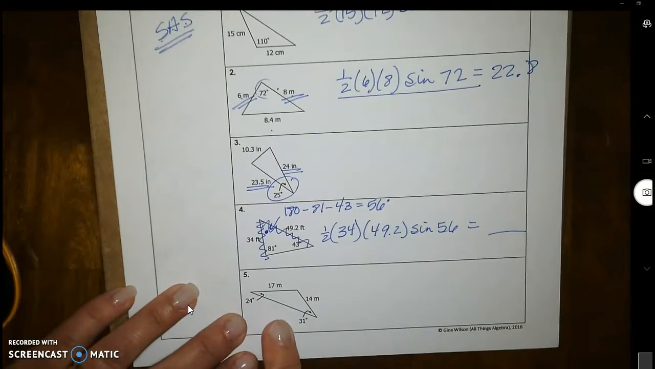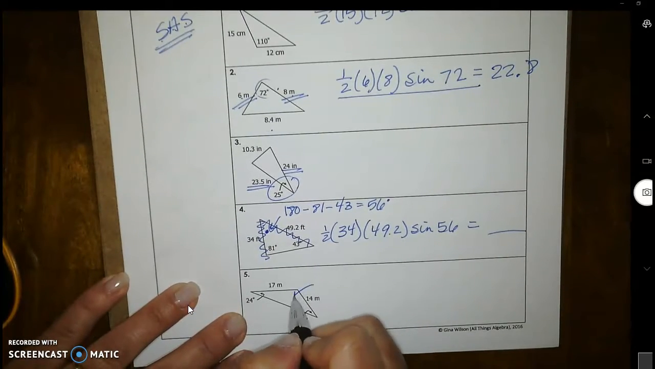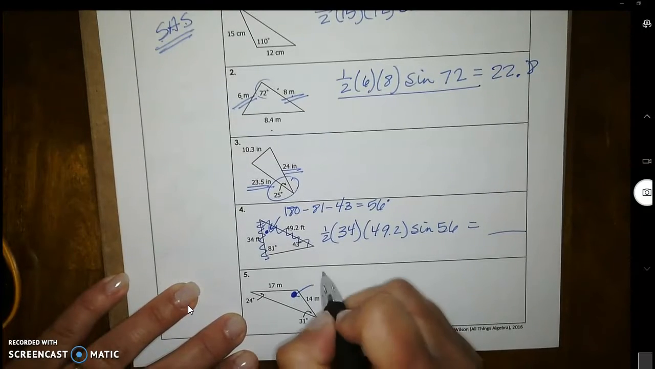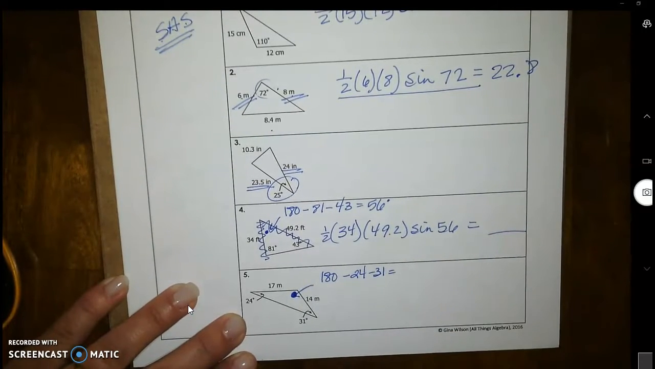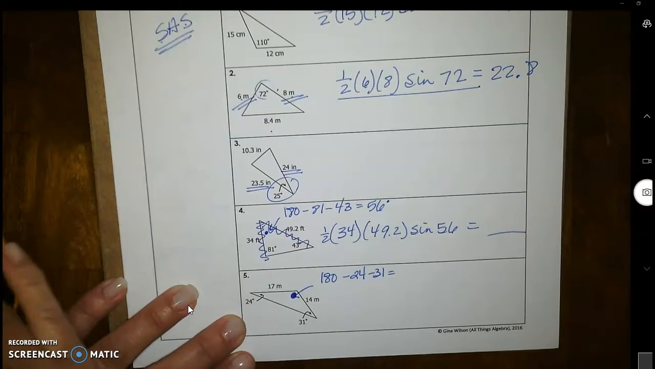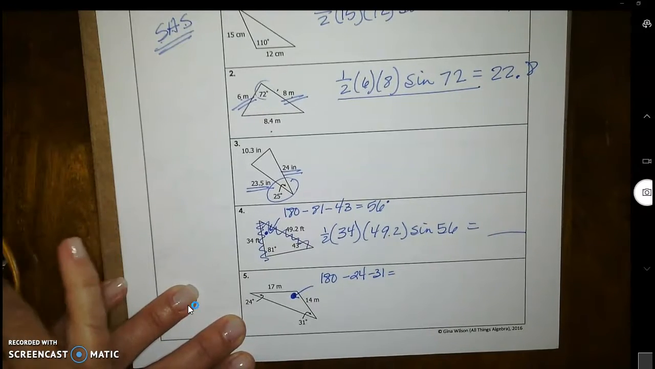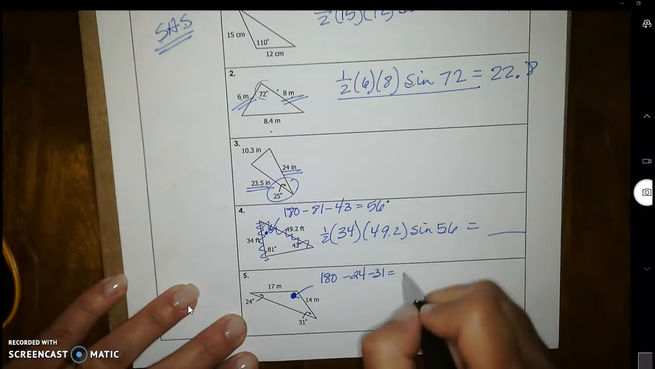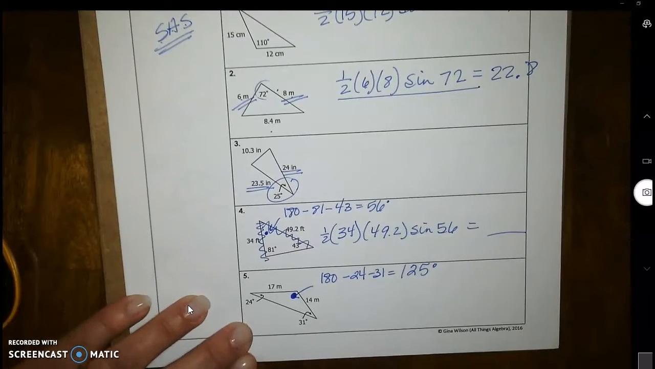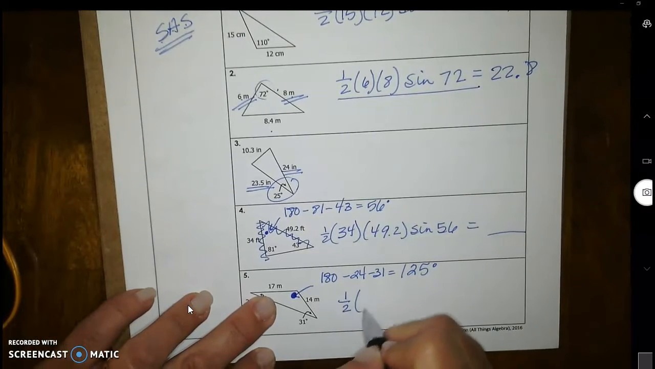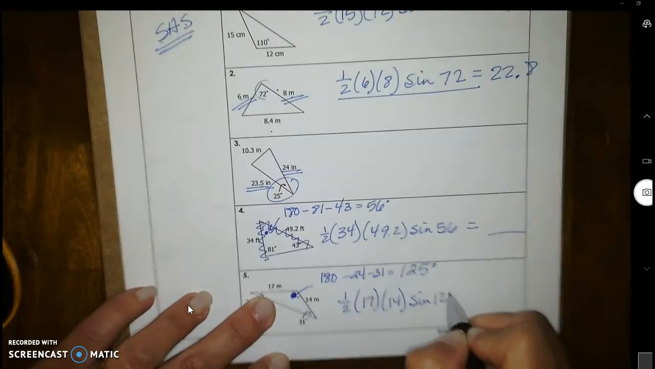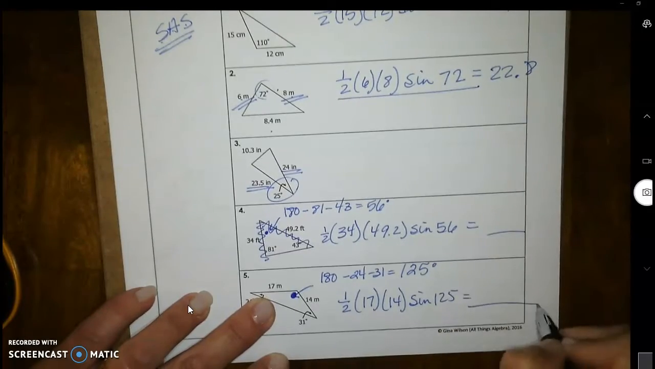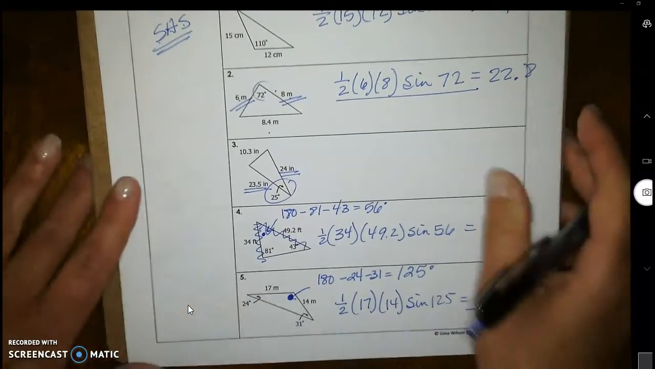Okay. Number 5, same thing. You have to go get this missing angle, so you're going to have to subtract from 180. And that's going to give you, it looks like 125 degrees. So make sure that you're doing 1/2 of 17 times 14 times the sine of 125. And again, whatever that gives you on the calculator.